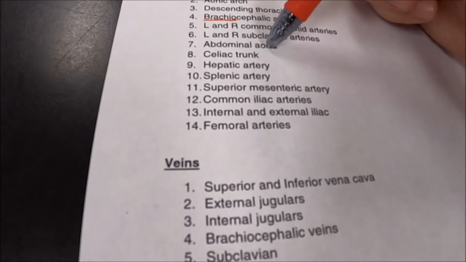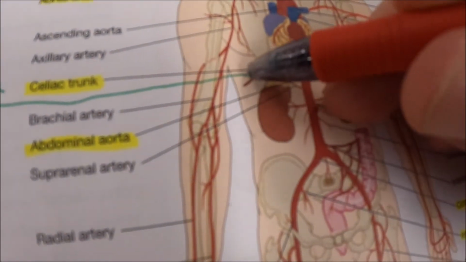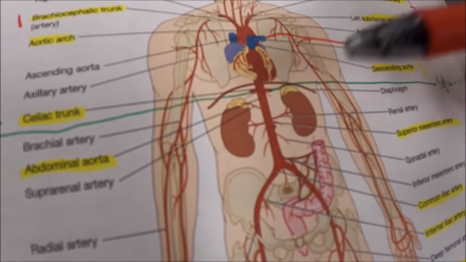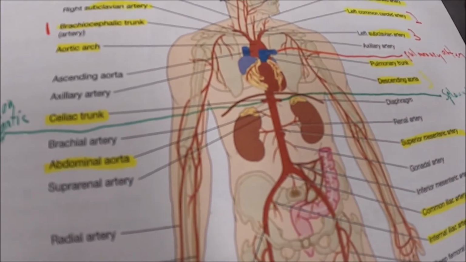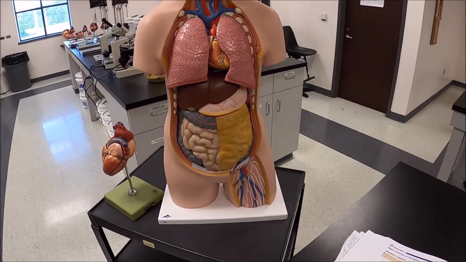We have an abdominal aorta. The abdominal aorta is going to be below the diaphragm. So we have our diaphragm here, and then below the diaphragm is this abdominal aorta. And the abdominal aorta will branch numerous times. So let's look at that here in our friend.